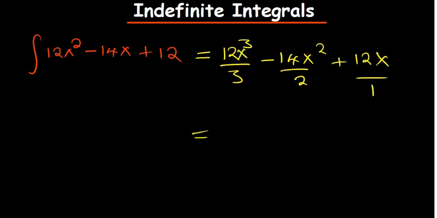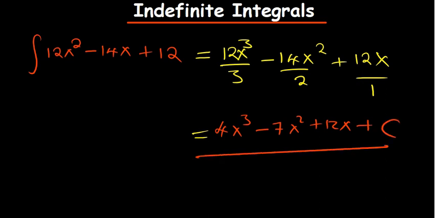So of course 12x to the power 3. Why did I forget that? 12 divided by 3 is 4, so we have 4x to the power 3 minus 7x squared plus 12x. Now we don't know if it was a constant, so we'll put plus c. These are what we're calling indefinite integrals.